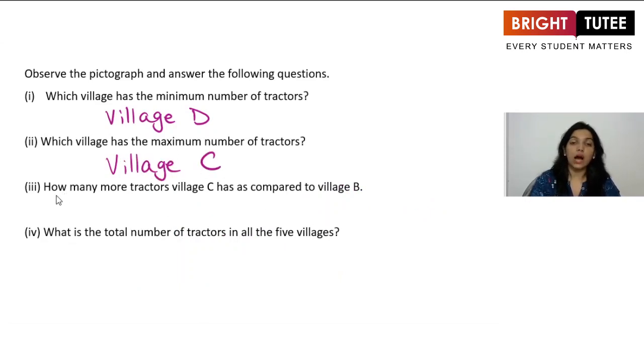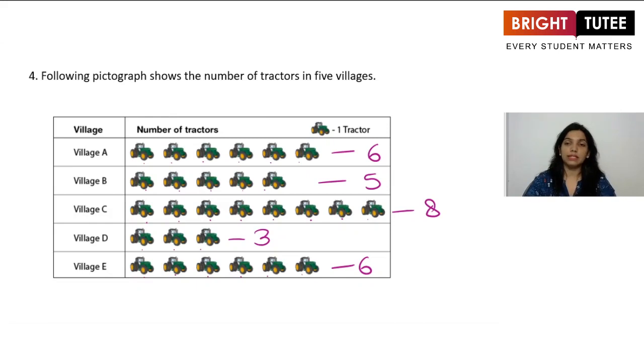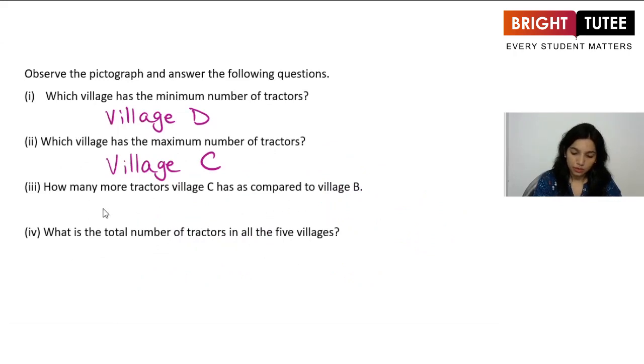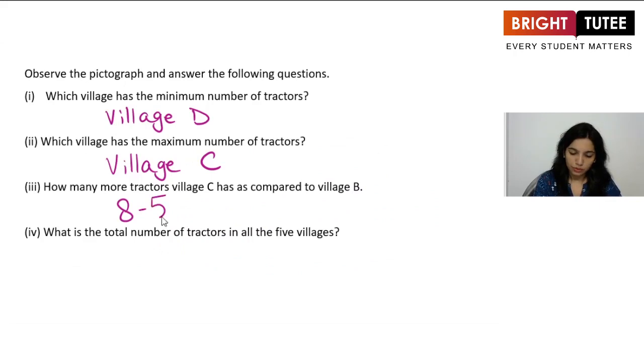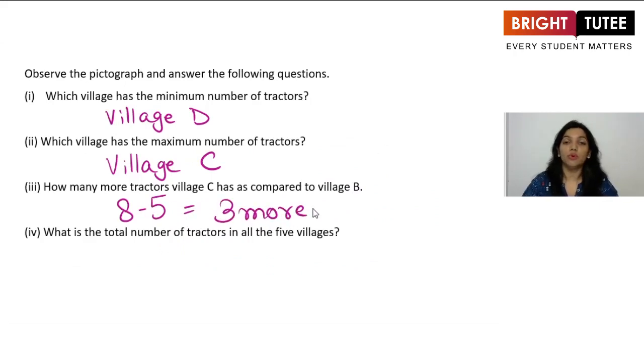Now it says how many more tractors village C has as compared to village B. So let's see how many do we have in village C. In village C it is 8. In village B it is 5. So how many more? It is 8 minus 5. So it is 3 more. How many more tractors are there in village C compared to village B? It is 3 more tractors.